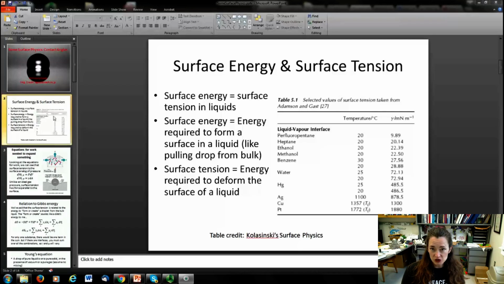Now the symbol that we usually use for a surface energy or a surface tension is gamma, and some values for gamma are shown here in this table at various temperatures. You can see the surface tension of water is pretty large. It's about 72 millinewtons per meter. Whereas ethanol, alcohol, is 22, so smaller. And then liquid metal, like mercury, is much larger, like 485. Those are some typical values.